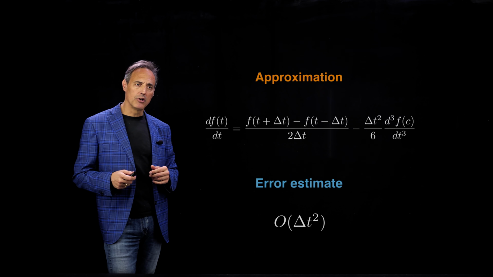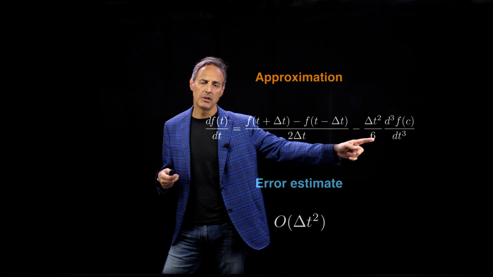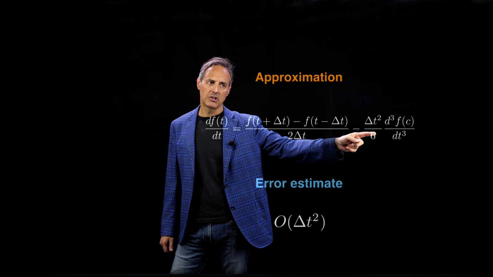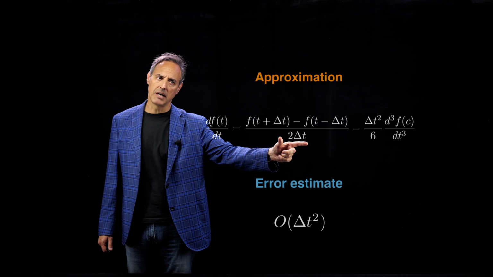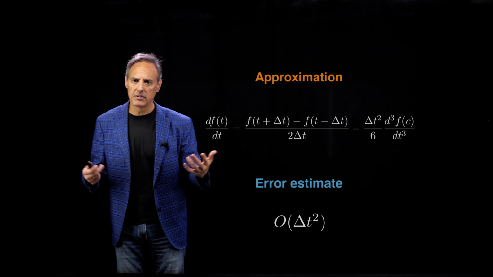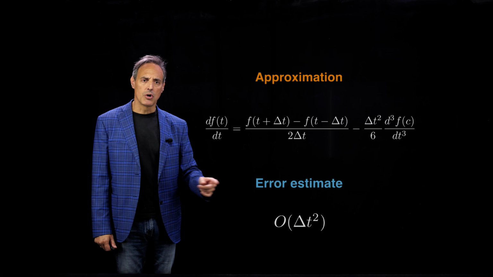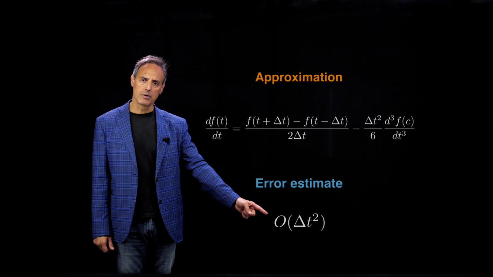And so now what we're going to do is say, okay, but I'm actually going to throw away this term because this term here has a delta t squared in front of it. So it's much smaller than this term. Okay, that's the idea, provided that the third derivative is, in fact, order 1 or something like this. So the error estimate is that I'm throwing away something that's order delta t squared.